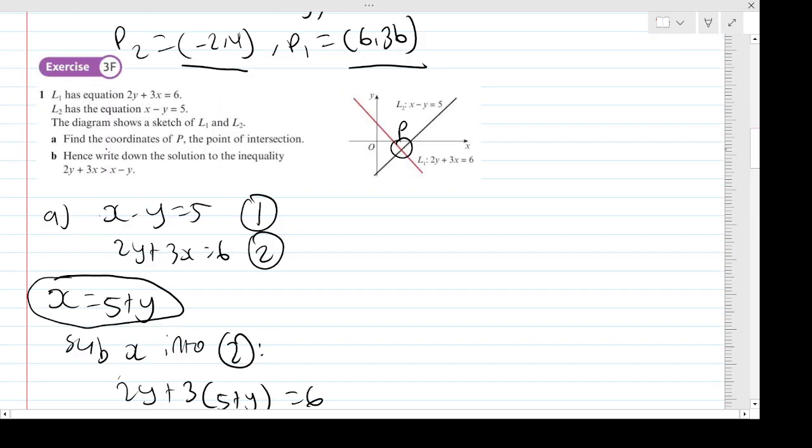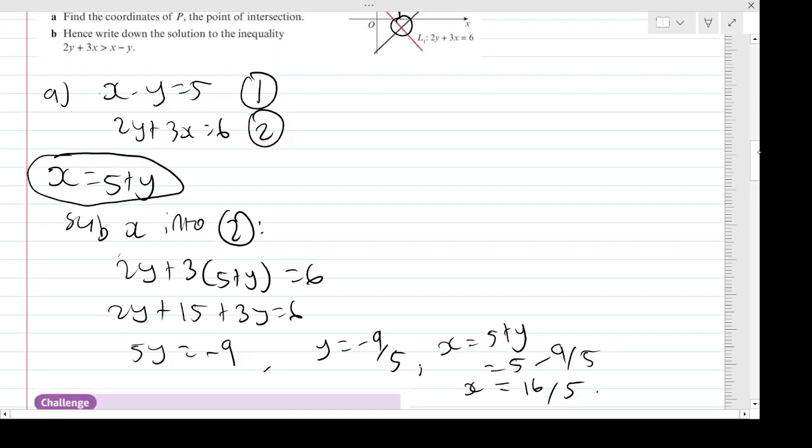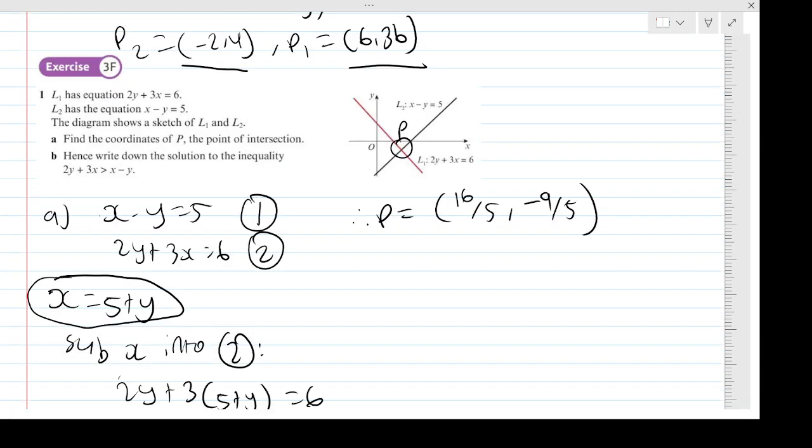But then it said to find a coordinate. So remember, we need to give it as a coordinate, not just in this form here. Therefore, the coordinates of P, the coordinate is going to be x, y. That's 16 over 5, minus 9 over 5. Okay, and that is our answer. The point of intersection is this coordinate there. Okay, cool. There we are. So that's part A.